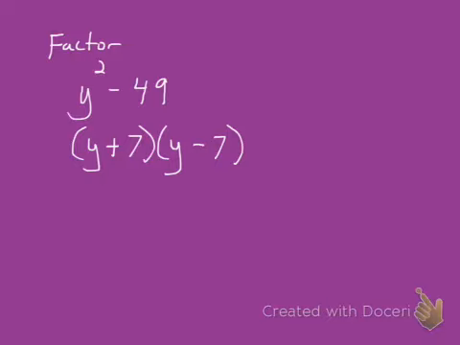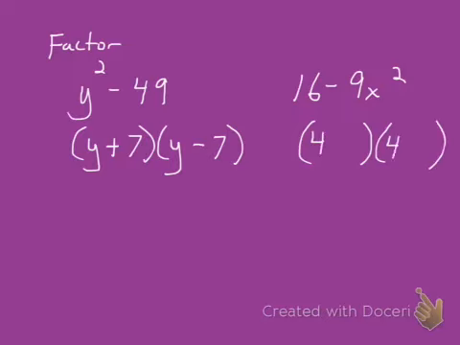Okay, let's look at another one. 16 minus 9x squared. Okay, 16 is a perfect square, 9 is a perfect square, and x squared is a perfect square. So we know that it's the difference of two squares. So we should have the same thing in both parentheses, except one will be a plus, one will be a minus. 4 times 4 would be 16, and 3x times 3x would give you 9x squared, make one plus, and the other minus.